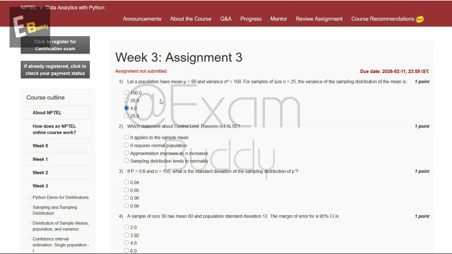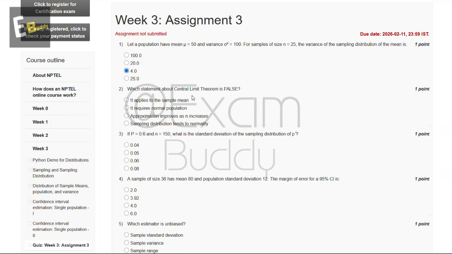And now let's go to our question number 2. Which statement about the central limit theorem is false? So these are the options, and the answer of our second question is B, it requires a normal population.